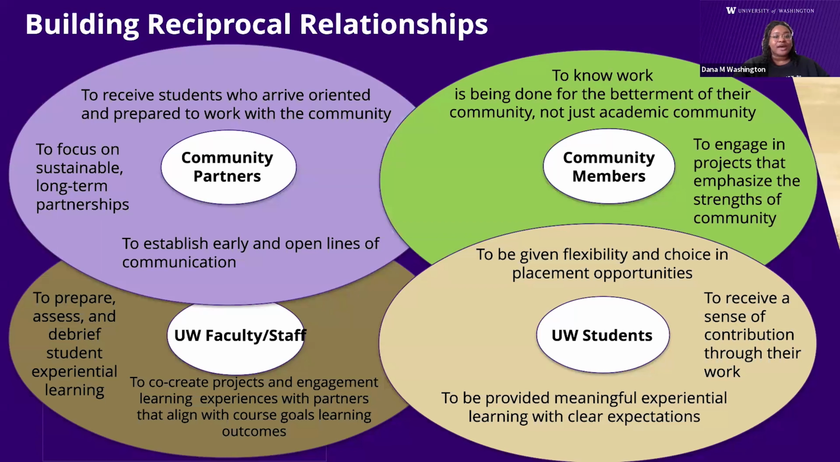So we're going to show you what community partners need out of a community engaged project, what the community members that you're serving need, what you need as a student, and what you, the faculty and staff, need in order to make community engaged learning happen. So for community partners, they want to be able to receive students who arrive oriented and prepared to work with the community. They want to focus on sustainable long-term partnerships and to establish early and open lines of communication.